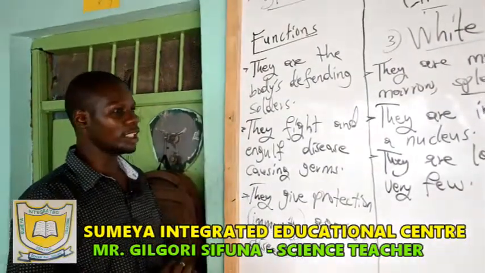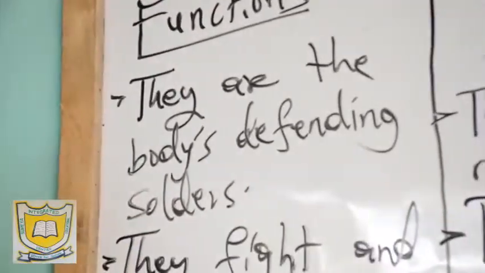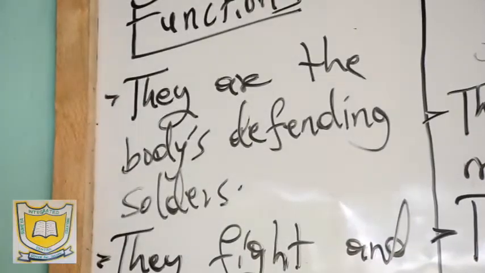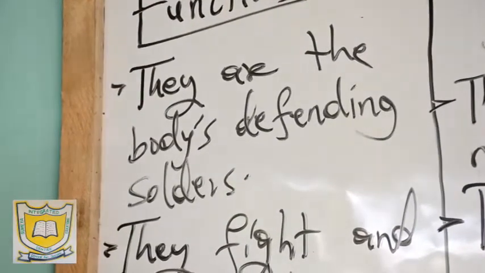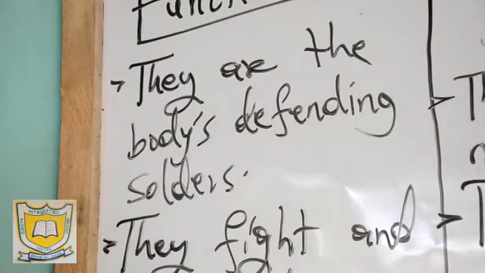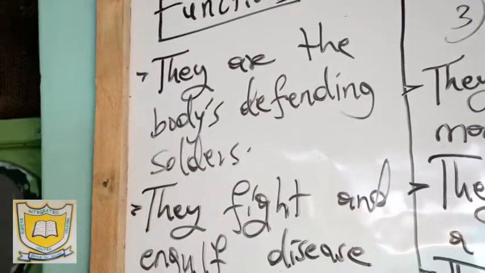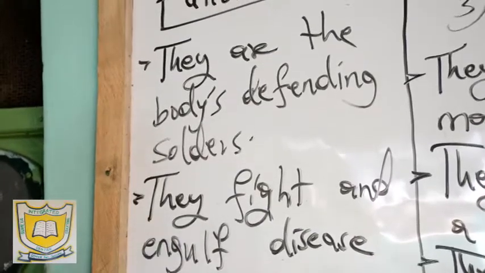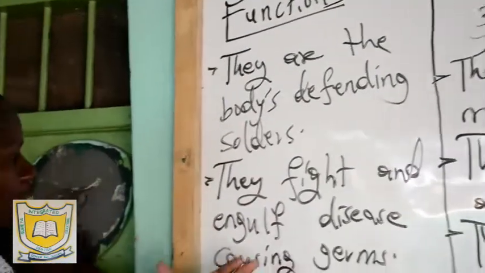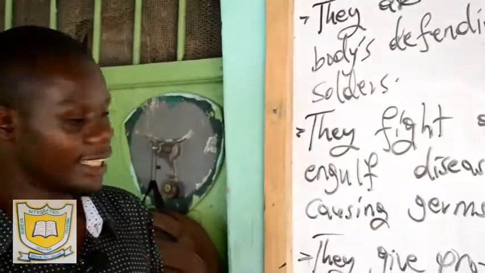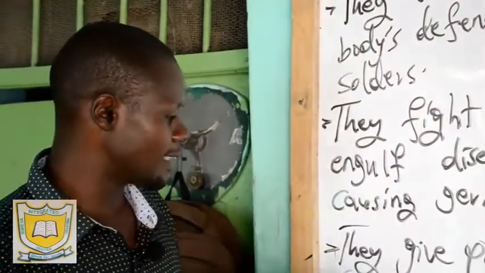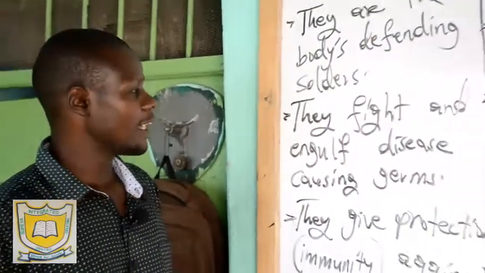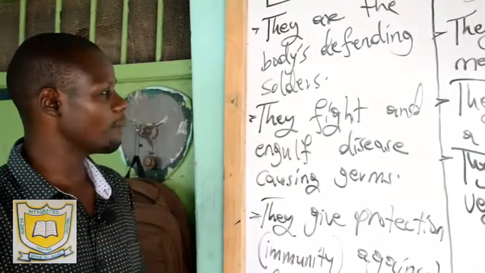For example, in our country we have the KDF. These are the people who are defending us against internal and external attacks. So whenever we have an attack, the soldiers will have to defend their people. So in your body, in case there are any germs that can cause disease, they are fought by the white blood cells. That is why we say the white blood cells improve the immunity of the body. In case of any disease, they will fight the germs and you will remain safe.